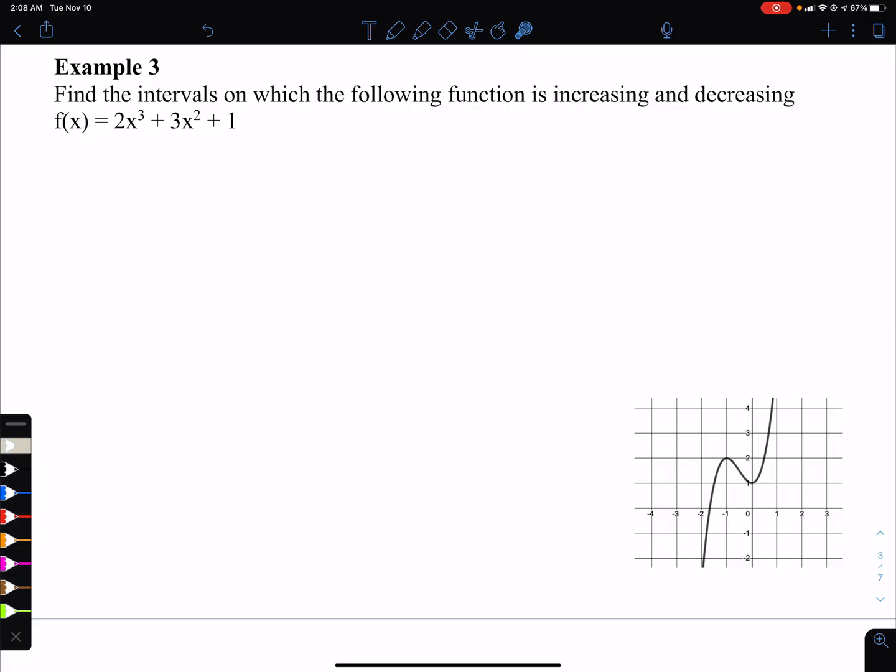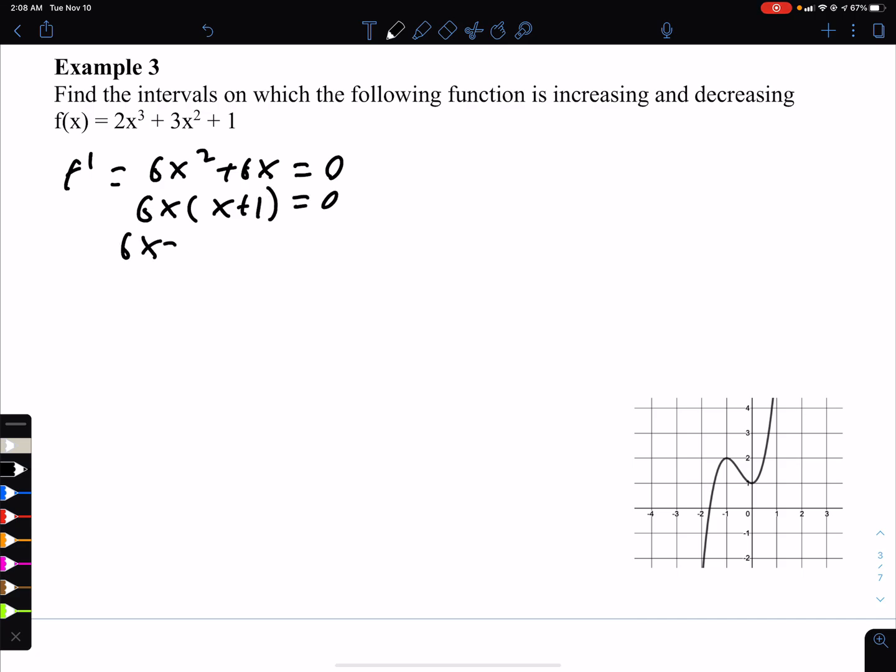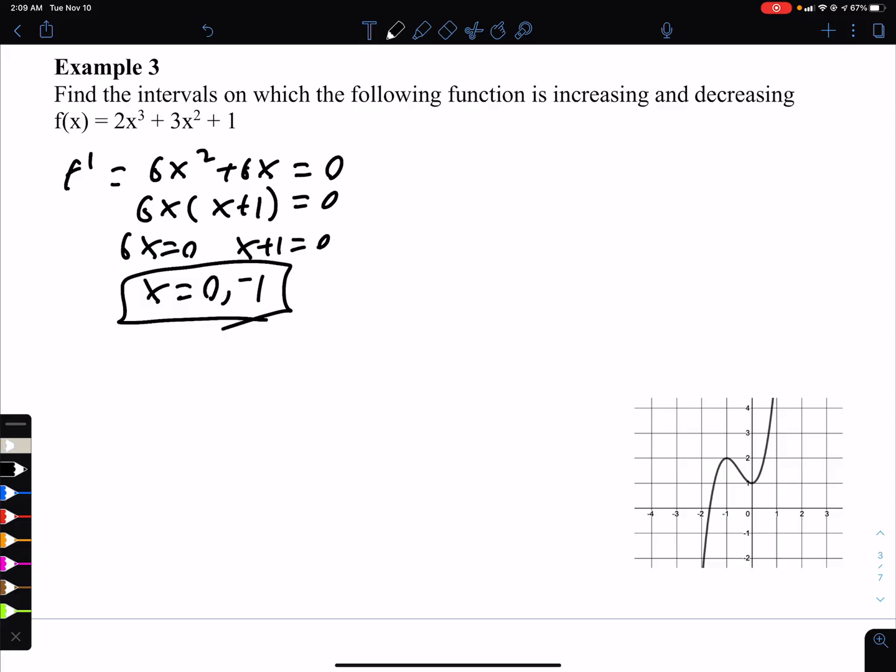Here's our next example. We're doing the same thing. So I need to find the critical points. So I need to find the derivative, which is 6x squared plus 6x. And I want to know when that's 0. I factor out 6x, and I get x plus 1. And I set each of these equal to 0. And I get two critical points, 0 and negative 1. So those are the places where the function can change from increasing to decreasing, vice versa. So I'm going to make this table again.